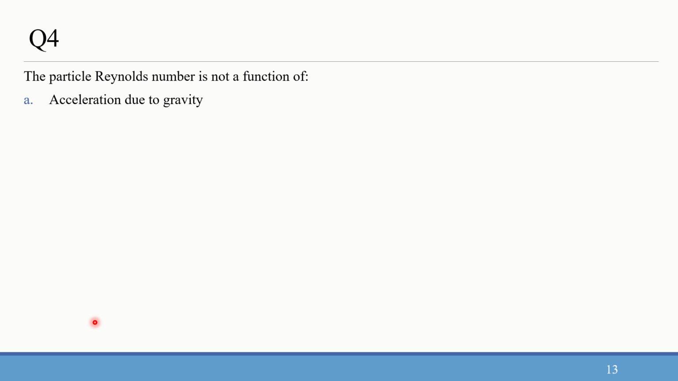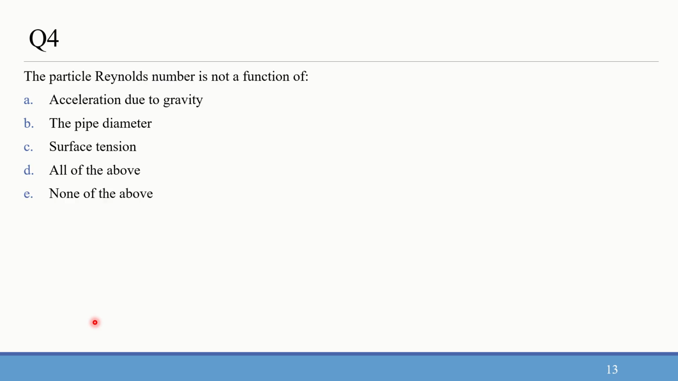Option A, acceleration due to gravity. Option B, pipe diameter. Option C, surface tension. Option D, all of the above. Option E, none of the above. So what do you people think is the right answer? Because we have just discussed it right now.